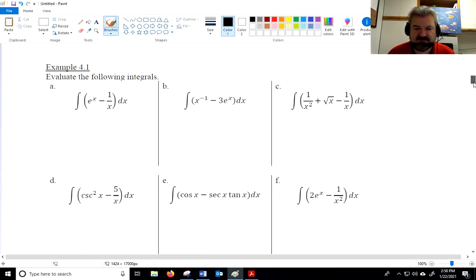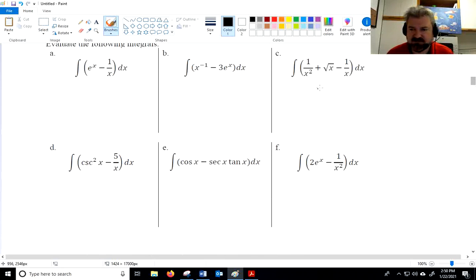All right, let's practice. Okay, so I'll do each term. The integral of e to the x is e to the x. The integral of 1 over x is the natural log of the absolute value of x, then plus c.